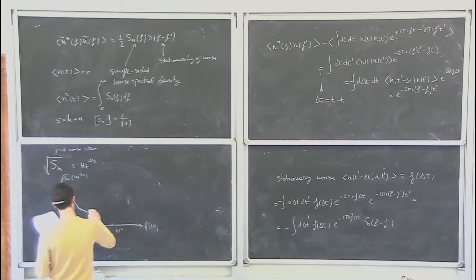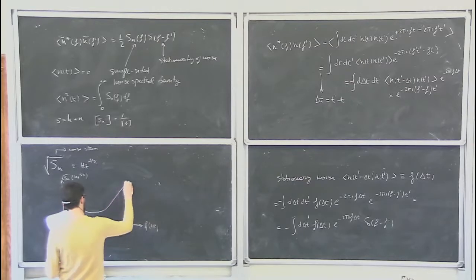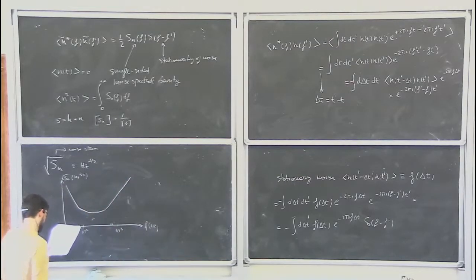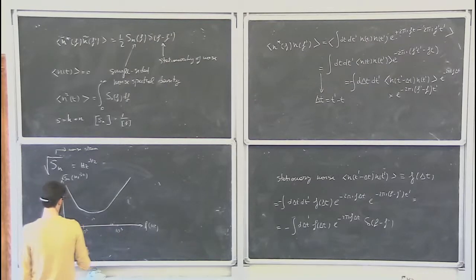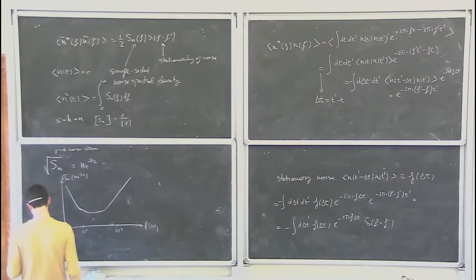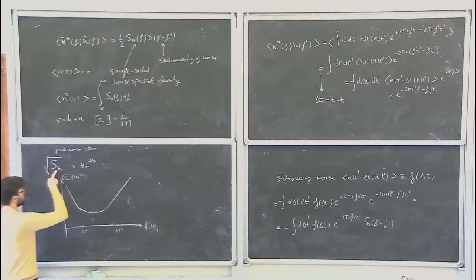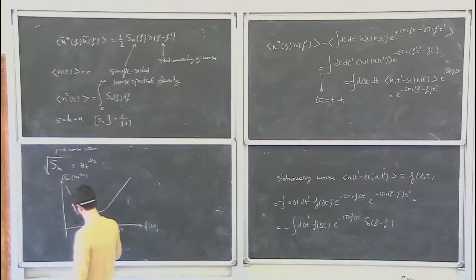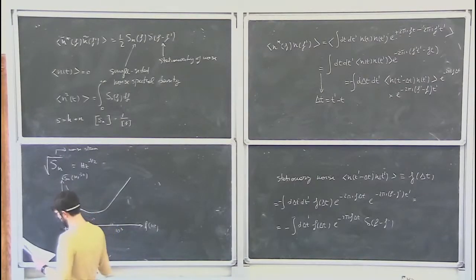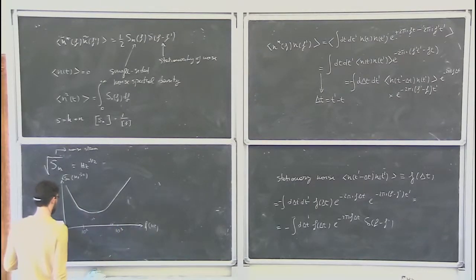The shape of the bucket here depends on various things. Essentially, this is what the sensitivity of LIGO looks like. The lower this Sn is, the more sensitive the detector is. So for LIGO, it is most sensitive at about 100 hertz, a few hundred hertz.